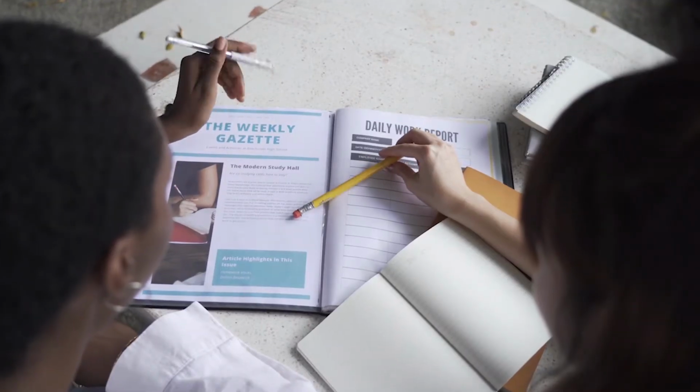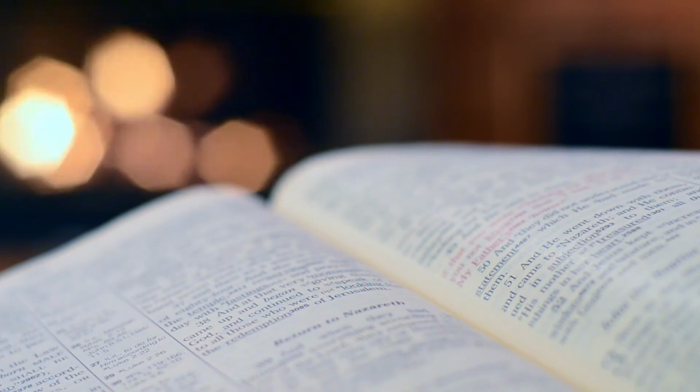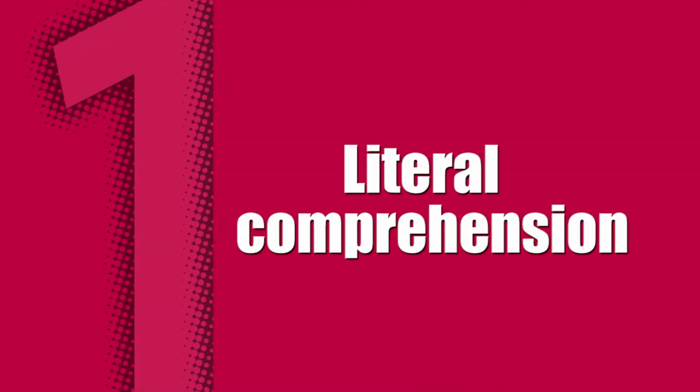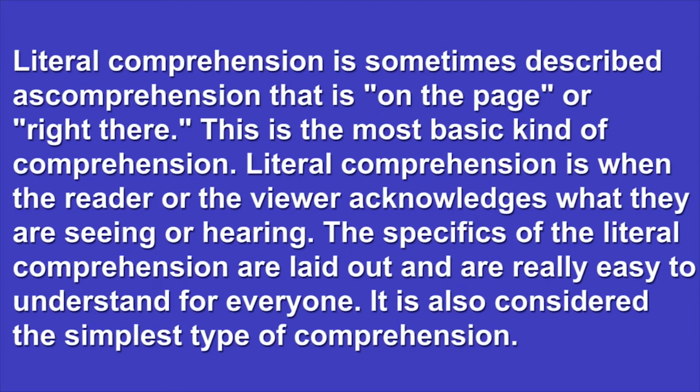Comprehension is one's ability to properly read and process text by understanding its meaning. We can break down text comprehension into two major components: 1. Literal comprehension, and 2. Inferential comprehension. Literal comprehension is sometimes described as comprehension that is on the page or right there. This is the most basic kind of comprehension.